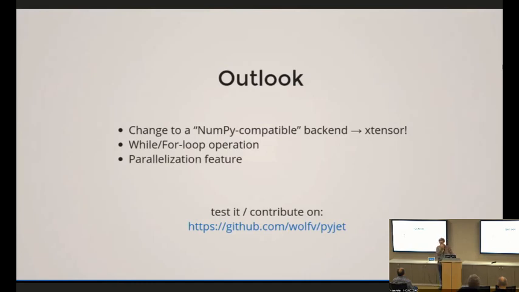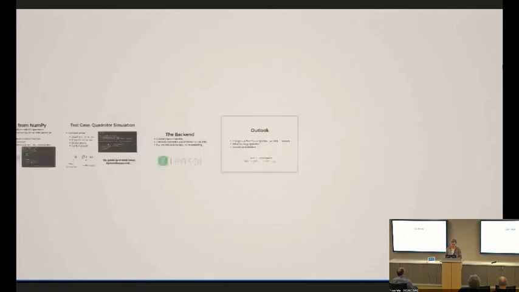And then we were also thinking about some parallelization feature, because if we have this nice large computation graph, it's kind of easy to find places where you can cut the graph and use subgraphs and evaluate them on different cores. So that would be pretty cool. Yeah, and I'd be happy if you test it and contribute under that URL.